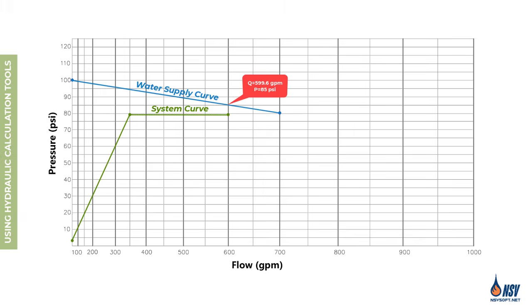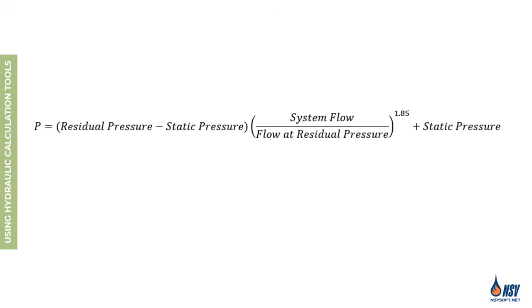is 85 psi. In the mathematical method, we determine the pressure that the water supply can provide at the system's required flow rate using the formula shown here. This formula is noted in the third edition of the layout book published by the NFSA. In our example, the residual pressure of the water supply is 80 and the static pressure is 100 psi.